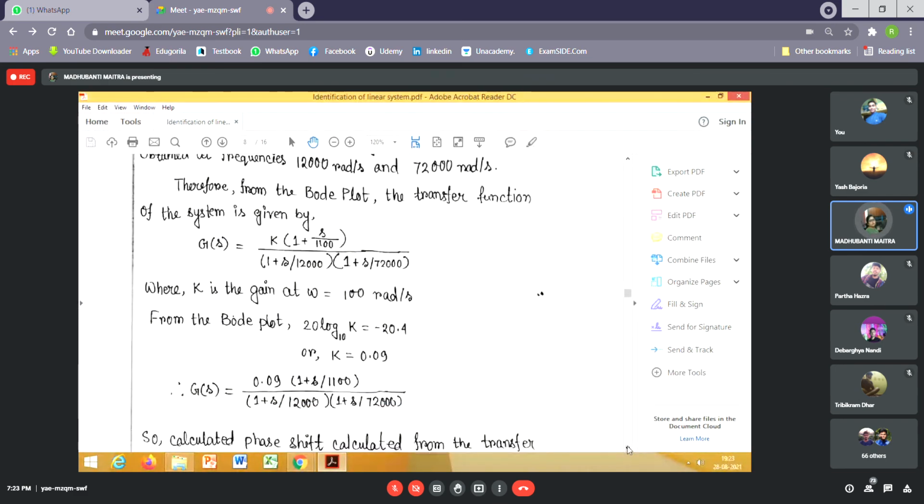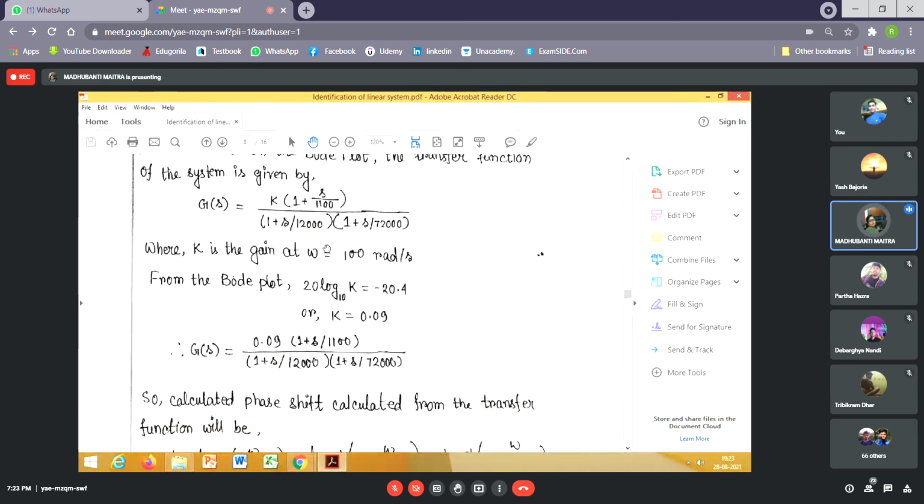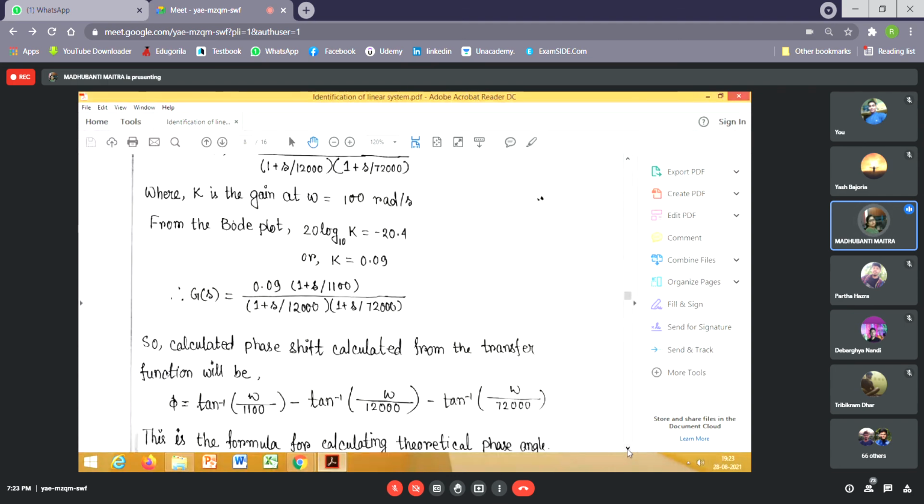So it's a second order system. And from this, simplify and obtain the transfer function of the system. So our purpose is solved. That is, we have identified the unknown linear system, the transfer function of which was not previously known.